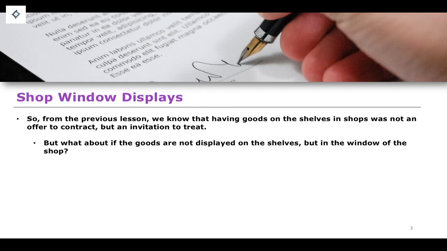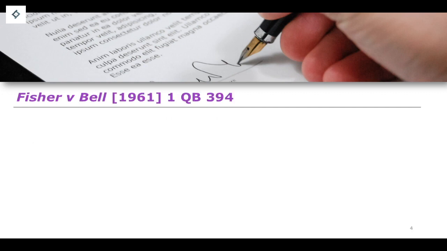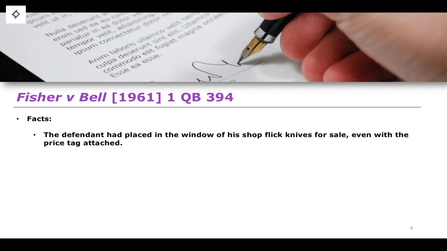But what about the case of shop windows, something being displayed in the window of a shop, even with the price tag attached? Does that constitute an offer? Well, the 1961 case of Fisher and Bell examines this issue. Essentially, the facts of this case are actually quite similar to the facts of the Pharmaceutical Society in a way. You have a defendant who had placed in the window of his shop some flick knives for sale, and they had the price attached.